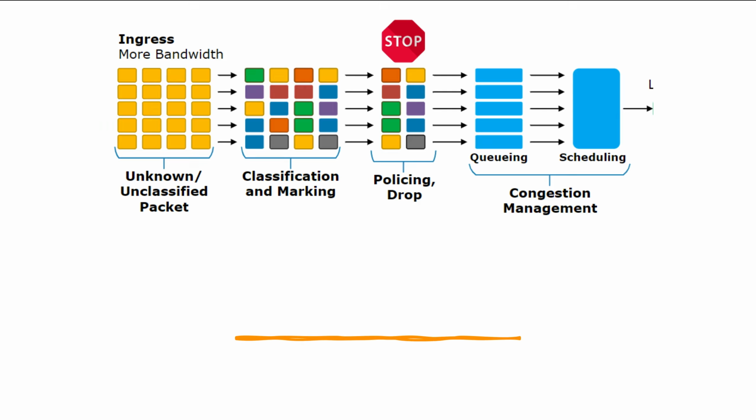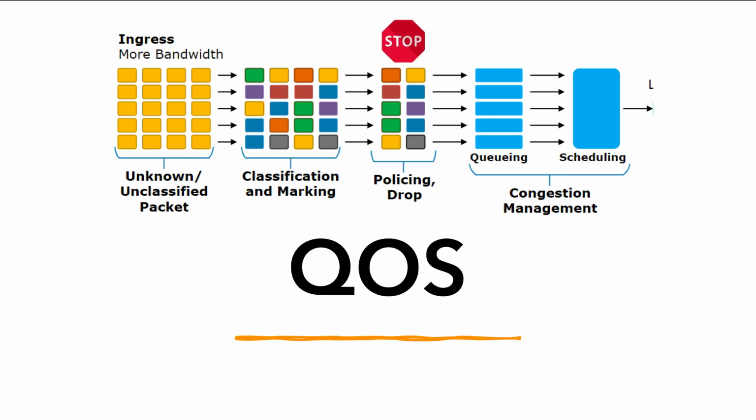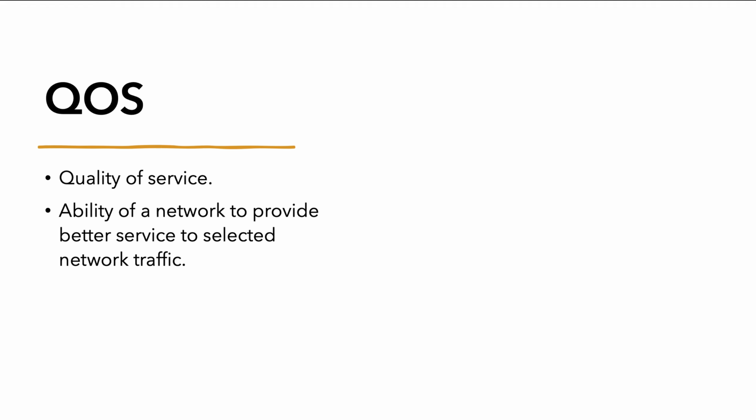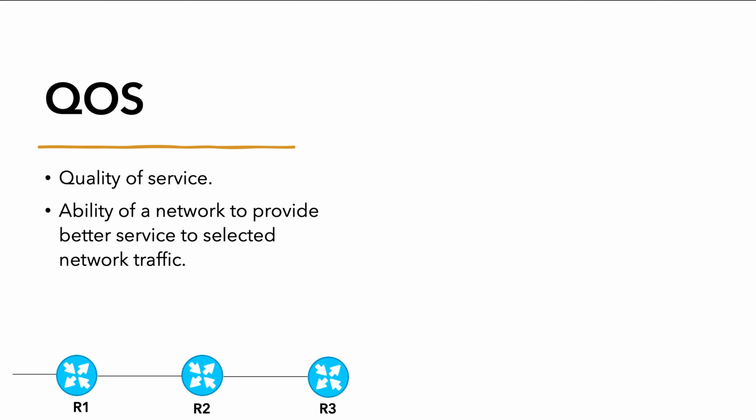Hello everyone. In today's session of CCNA series, we will discuss QoS, also known as quality of service. It refers to the ability of a network to provide better service to selected network traffic while it flows through a network. It defines actions a device can apply to a packet between the time it enters the device until it exits the device. These actions are referred to as PHBs or per hop behaviors.